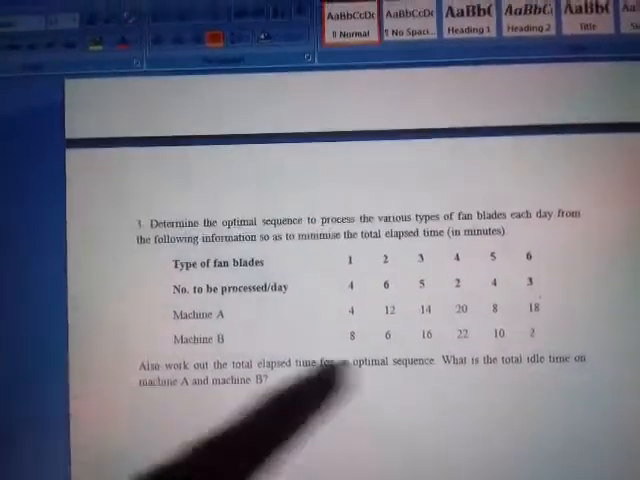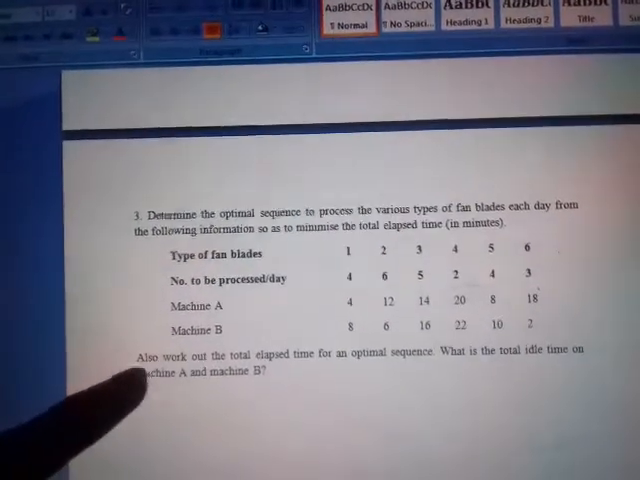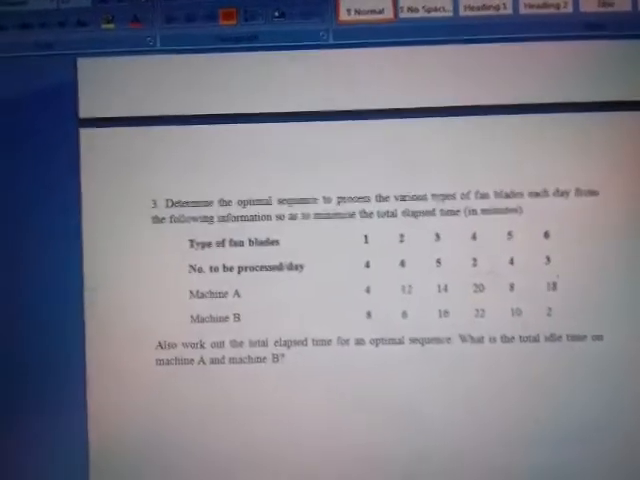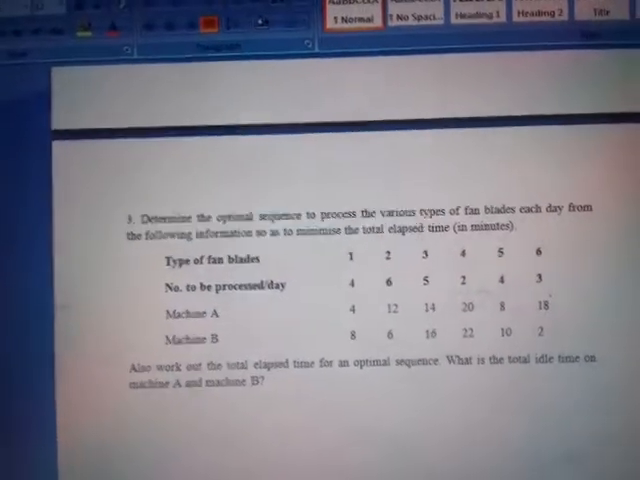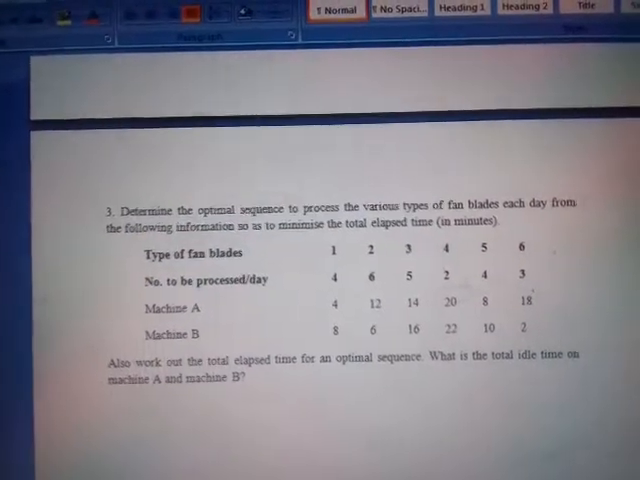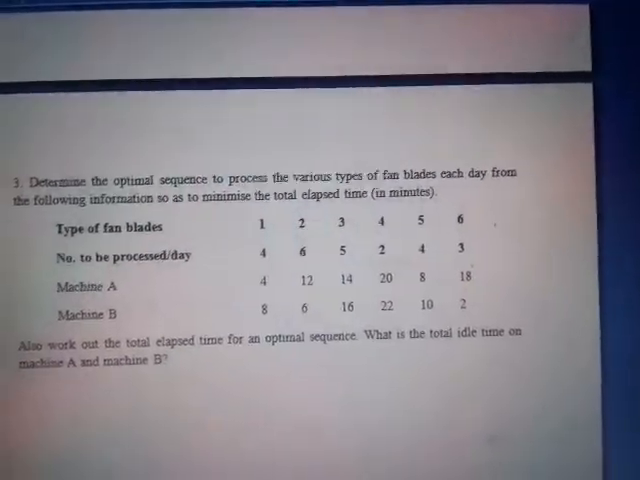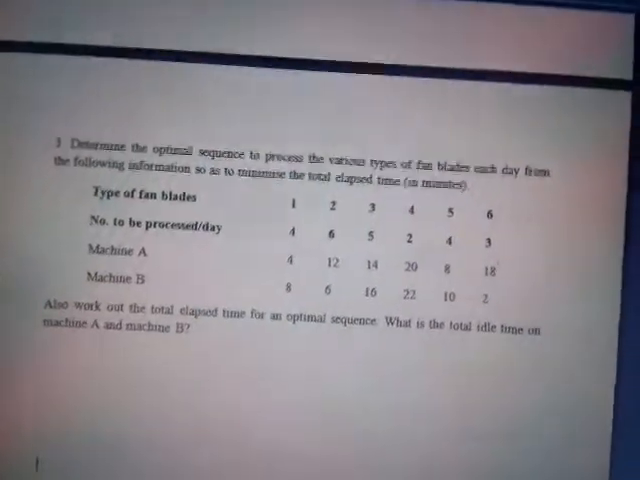The machine times are given for machine A and B. Also you have to work out the total elapsed time for an optimum sequence. What is the total idle time on machine A and machine B? So this is the problem. We'll see the solution now.